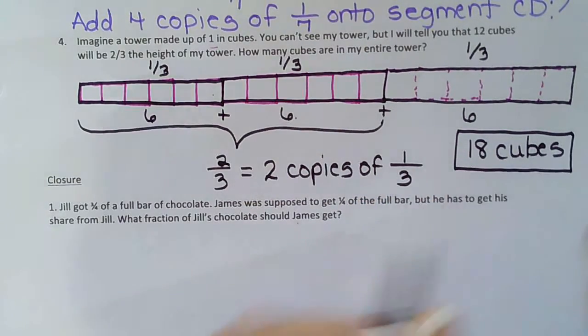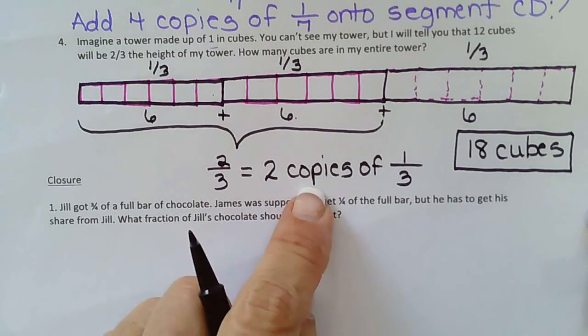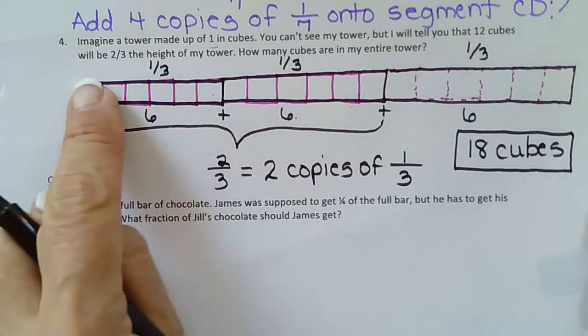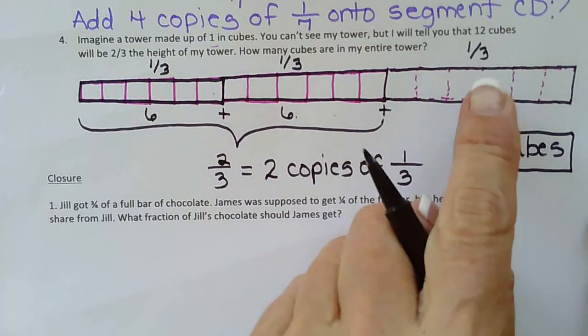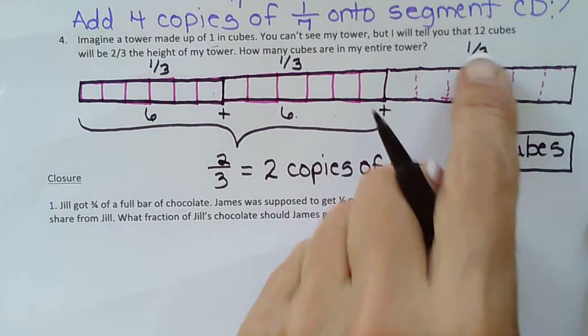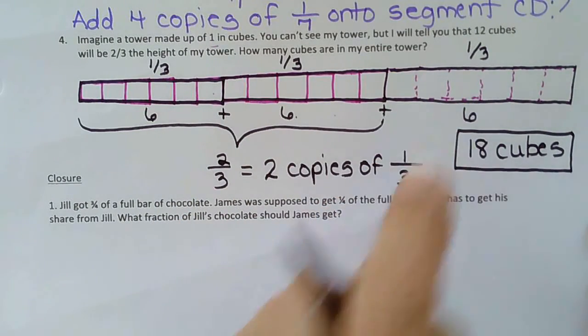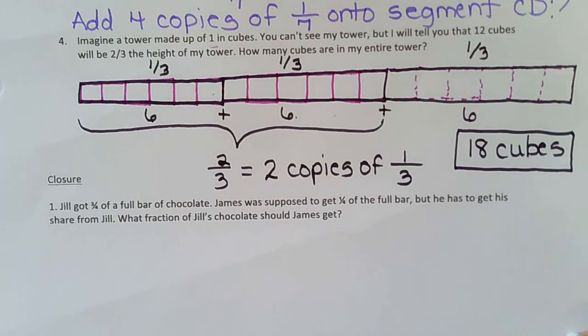So the copies language is what got us through that. We said, okay, 2/3 is 2 copies. So I needed to break this into 2 equal pieces, 6 and 6. So to make a full tower, we need 3/3. 3/3 is a full tower, so that's why we added on 6 more cubes. And the total, 18.